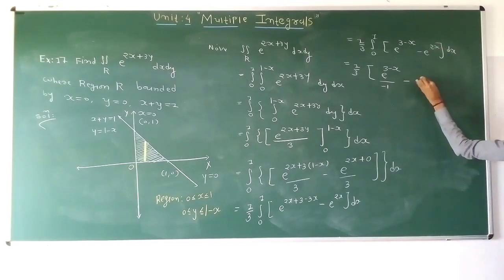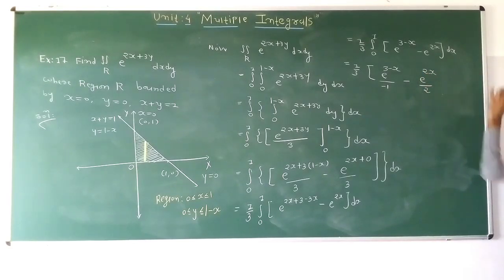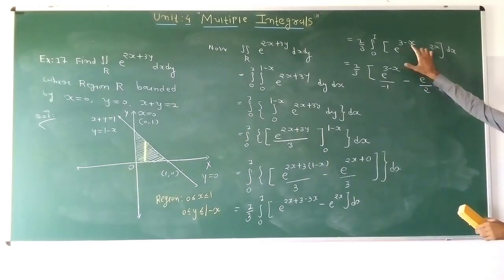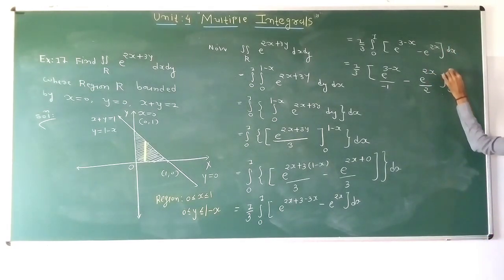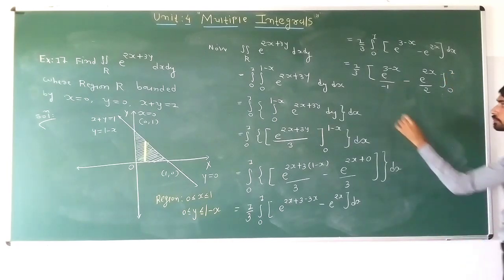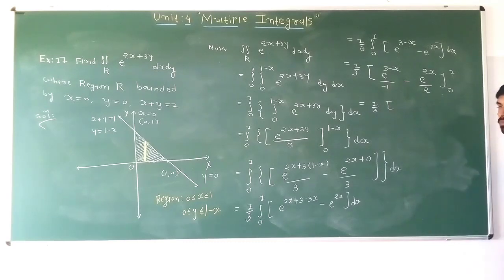Minus e raised to 2x will be e raised to 2x, and in the denominator the derivative of 2x, which is 2. So this is the integration of e raised to 3 minus x minus e raised to 2x dx. Now our limit is 0 to 1. So now 1 upon 3, our remaining term is minus e raised to 3 minus x minus e raised to 2x upon 2. Limit is 0 to 1.